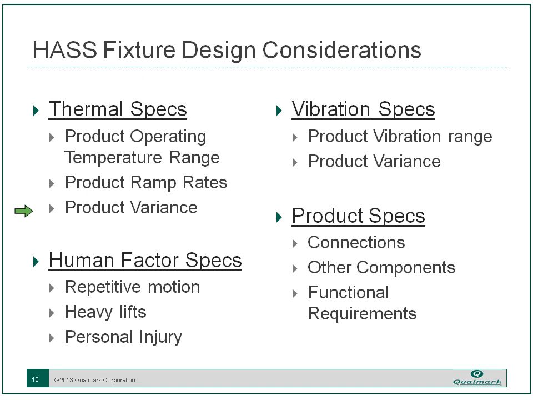I mentioned the human factor specs, repetitive motion, heavy lifts, personal injury. You can consider things like fixtures that are completely removable so that the product is loaded into the fixture outside of the chamber, and then fixtures are swapped out when you load new product into the chamber, and that can be done often with a lift table or some other assistive device to avoid injuries from heavy lifts.